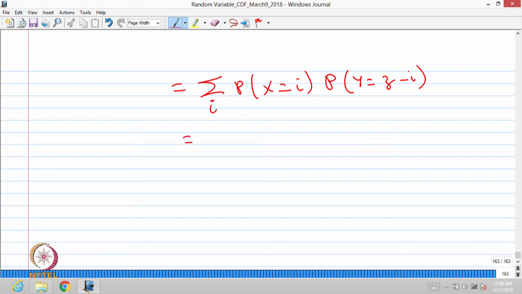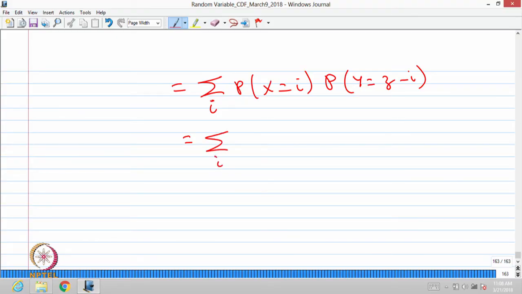Now, you can use a binomial distribution probability mass function for x as well as y. That is what we have not discussed in many problems in the earlier modules when we started discussing the standard distributions, because in the whole course we will be using those distributions again and again.